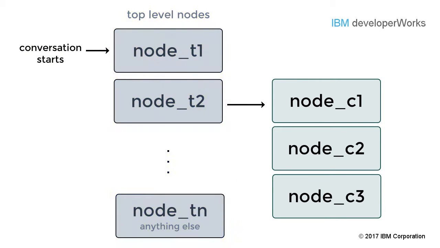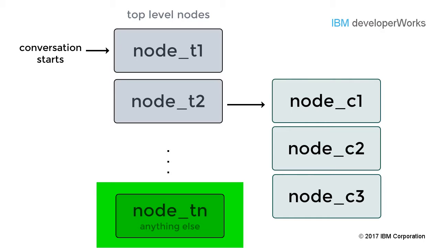The condition of each node is evaluated in series. This means that the order of the nodes matters. The first node whose condition evaluates to true will have its response processed. If no node evaluates to true, then you won't get a response. However, it's recommended to always set up an anything else node. This node acts as a failover. Thus, if no conditions match, we'll always get a response.